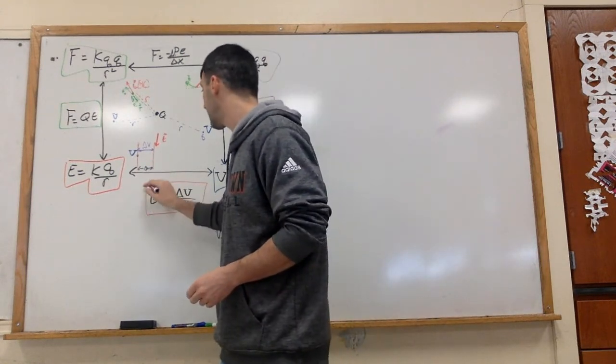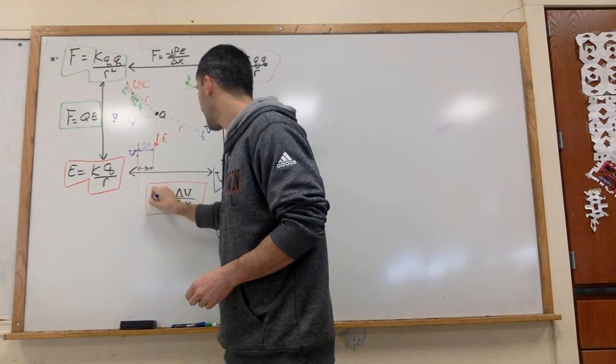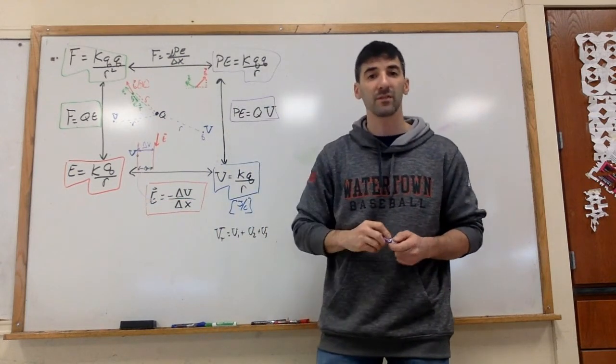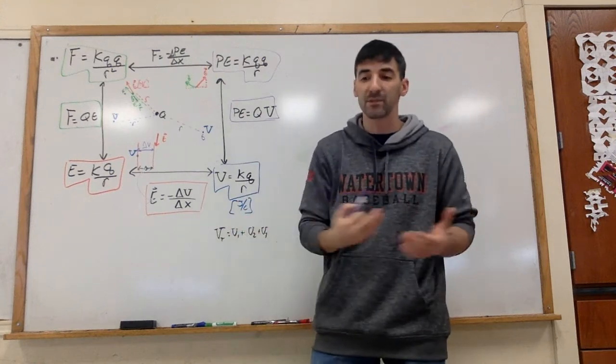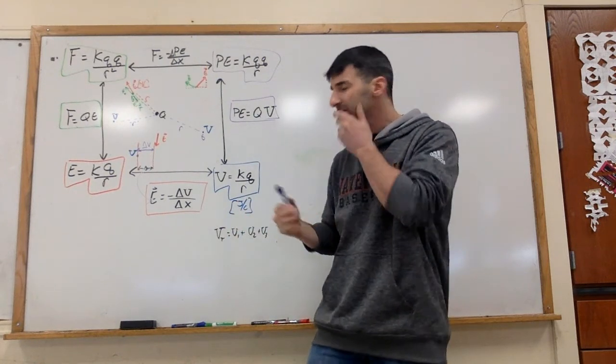Dividing the two gives me the electric field in that region of space. If I know the electric potential change in that region of space, I know my electric field. That becomes a very important thing.